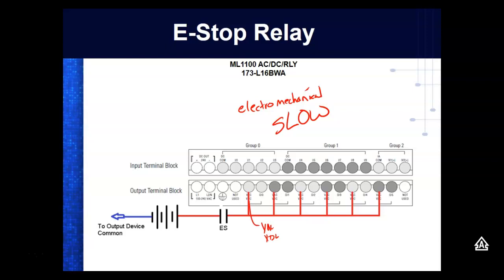So here what we're doing is we're controlling the common. My E stop is controlling the common. So what I do is I cut off the common. That should turn off all the outputs. It doesn't affect the input, it cuts off the output.